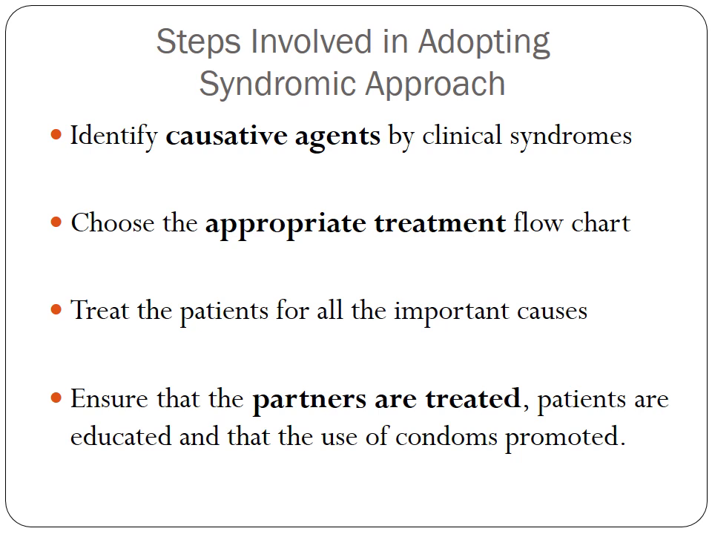So these are the steps involved in adopting the syndromic approach. First, we have to identify causative agents by the clinical syndromes they produce. After identification, we have to choose the appropriate treatment from the flow chart given for that syndrome. We have to treat the patients for all the important causes of concern as per the direction on the respective flow chart after examination of the patients, and we have to ensure that the partners are also treated, patients are educated, and condoms are promoted.